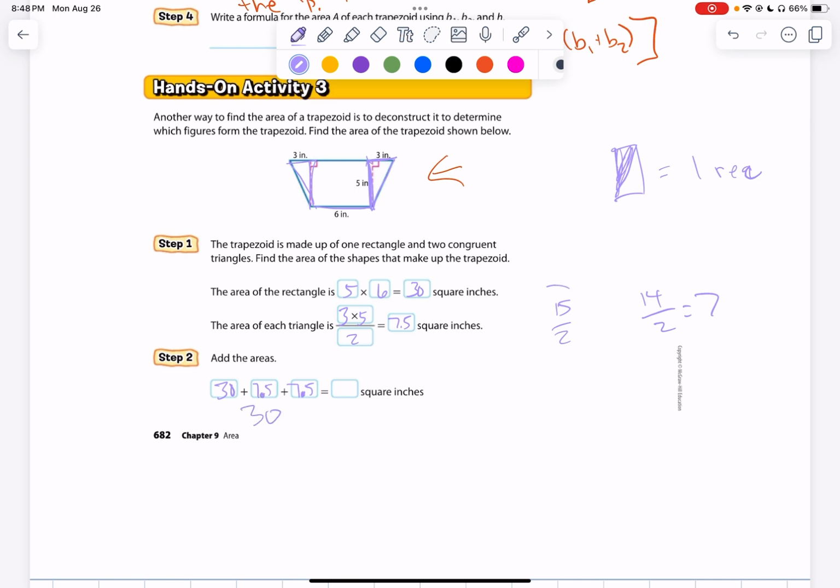So that's 30 plus 15, 30, 45. 45 square inches. Cool. So there's two ways. You could double it like it's a parallelogram, or you could find the area of the rectangle and the two triangles. Whichever you're more comfortable with, really. What do you see? What works for you?